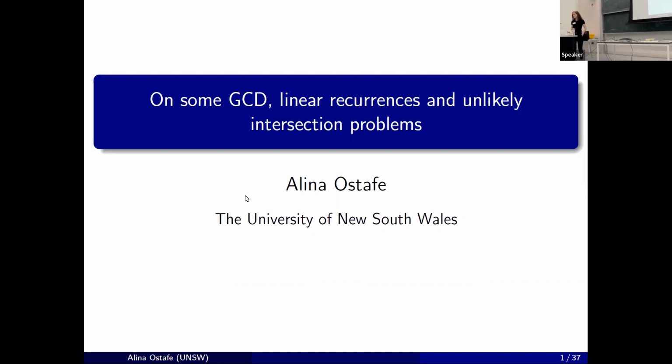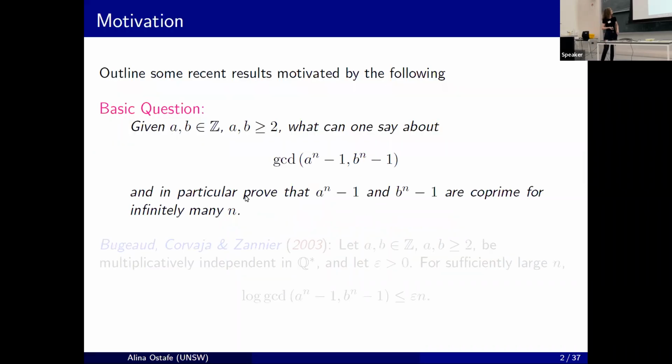Okay, so as Tom already announced, I will mention some GCD, linear recurrences, and unlikely intersection problems. And these are really very much interrelated. The motivation for some of these results comes from the following basic question. Given integers a, b, what can one say about the GCD of a to the n minus 1 and b to the n minus 1? And in particular, prove that they are infinitely often coprime.